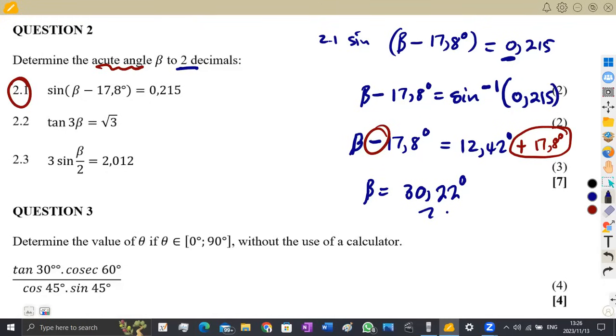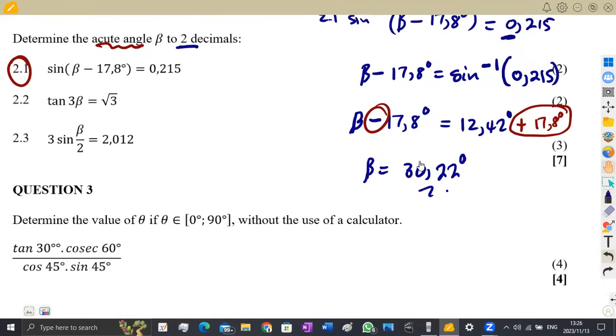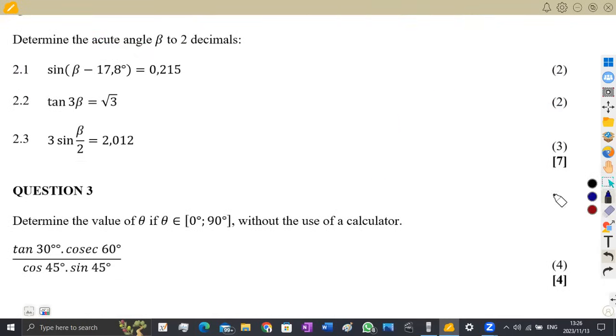All right, let us check question 2.2 again to find the value of beta, but this time we are given a condition that tan of 3 beta is equal to the square root of 3. So as you can see, this was a direct question. We do not have a lot of things to consider. Just determine the angle, and this is your angle, which is 3 beta in that case, all right? So 3 beta is going to be equal to the square root of 3 on that side.